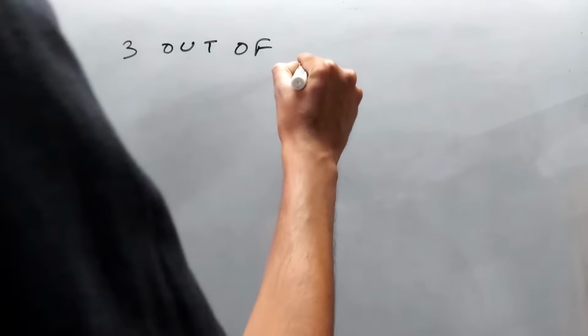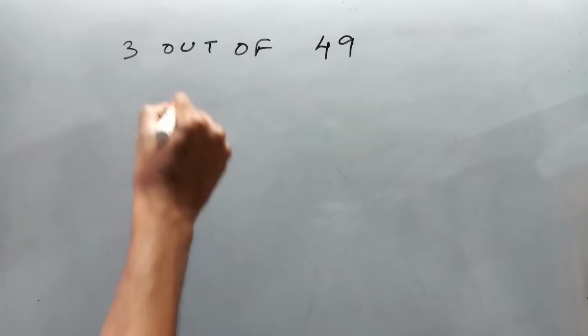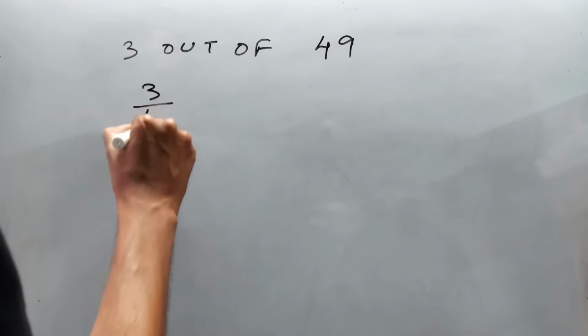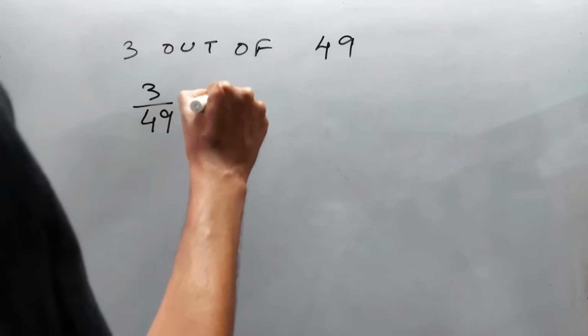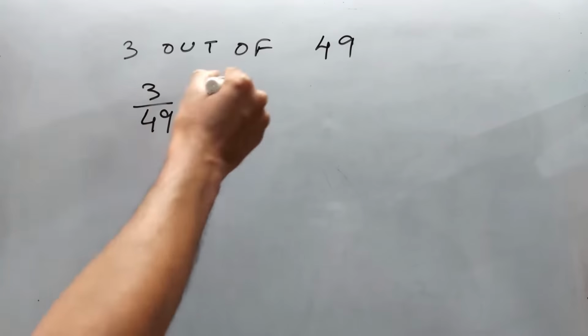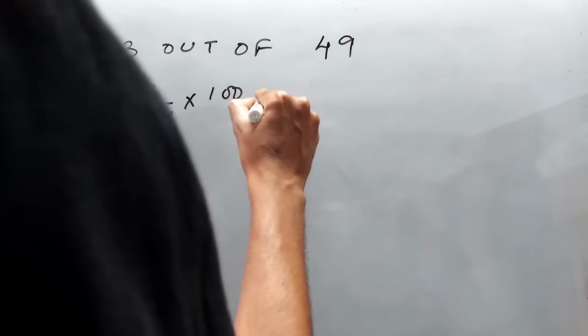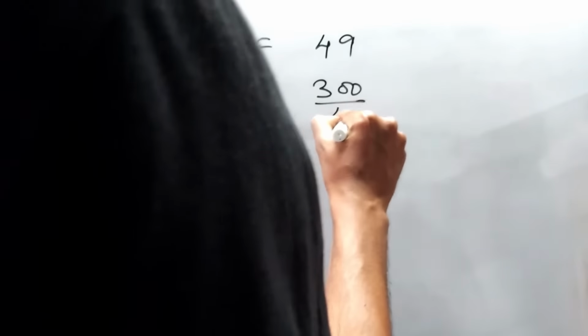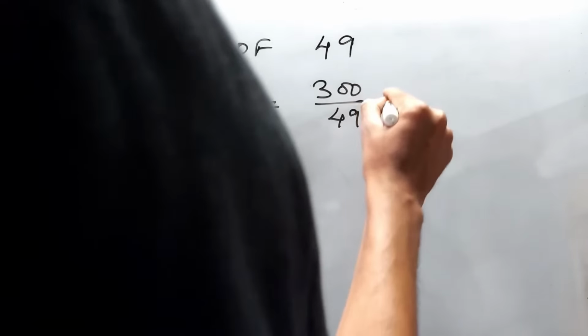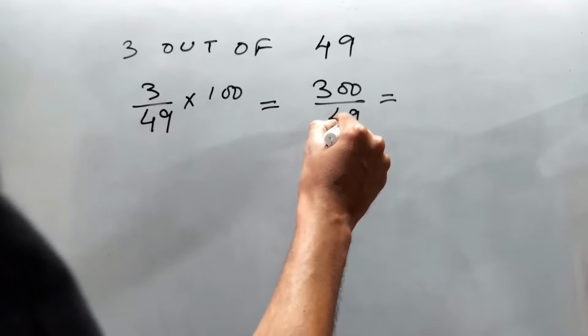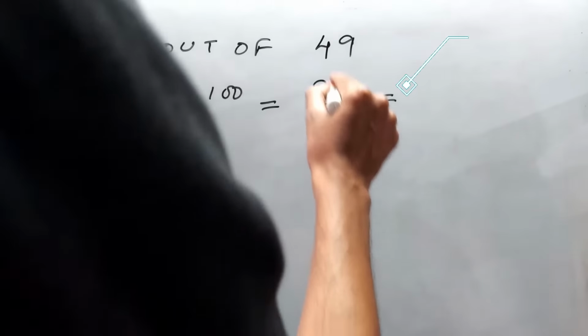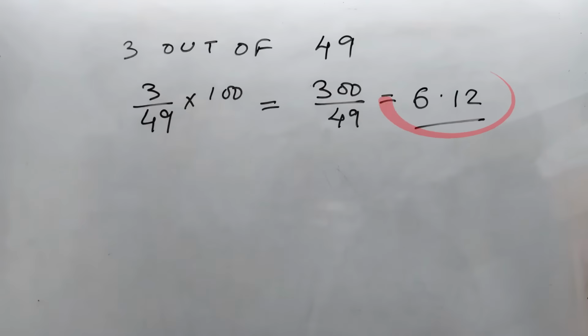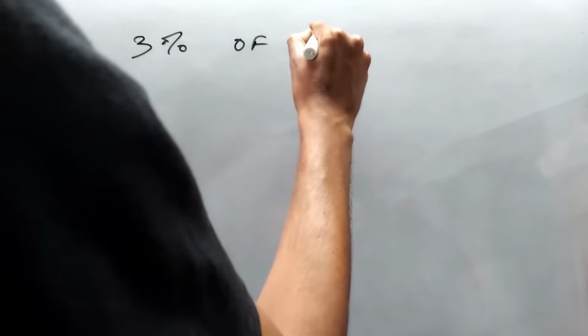Let's make it a little bit tougher, like 3 out of 49. Now how to calculate this? Yeah, we know this, right? 3 by 49 into 100. Now this 49 is not going, right? Now this one is equal to 300 by 49. We have to know this. This is easy, right? 50 can go 6 times, so definitely 49 will also go 6 times. 6.12. That's it. 6.12.